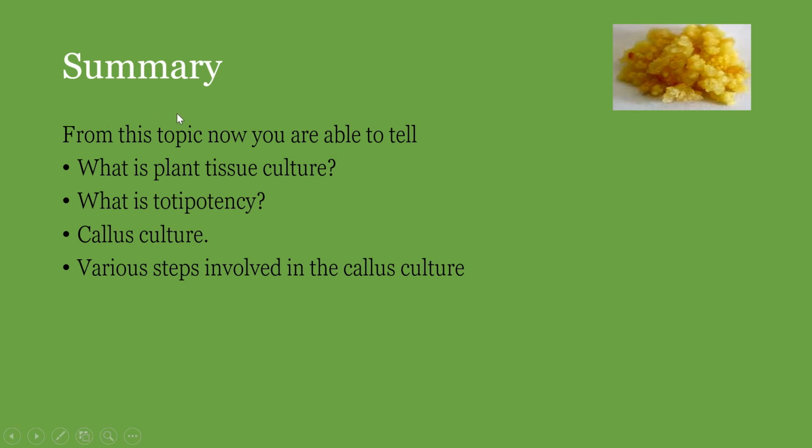So in summary, from this topic, you will now be able to tell what is plant tissue culture, what is totipotency, what is callus culture, and what are the steps involved in callus culture.